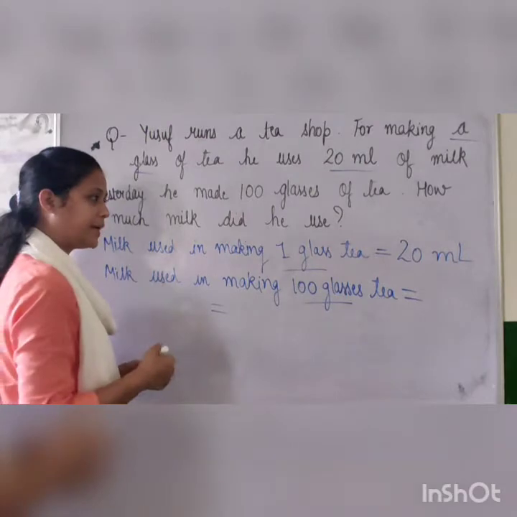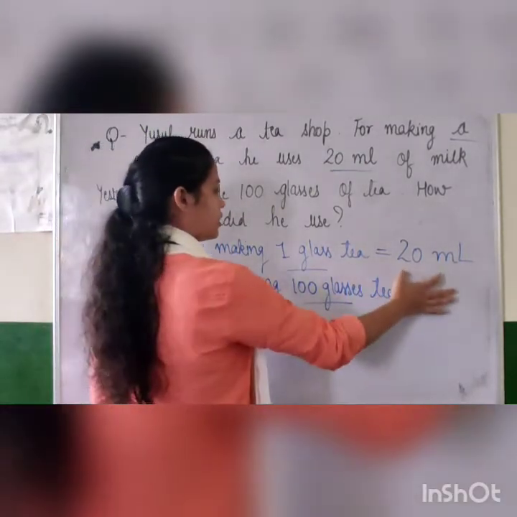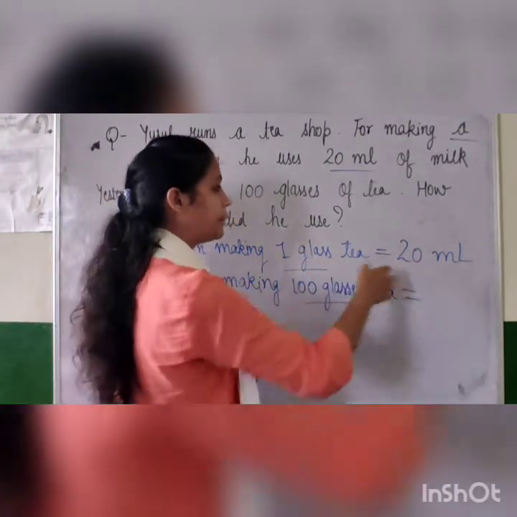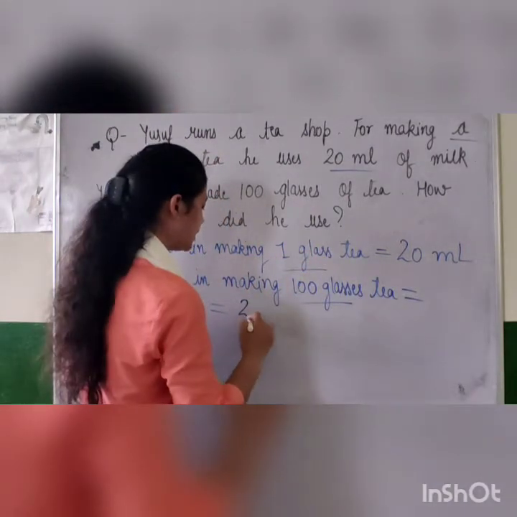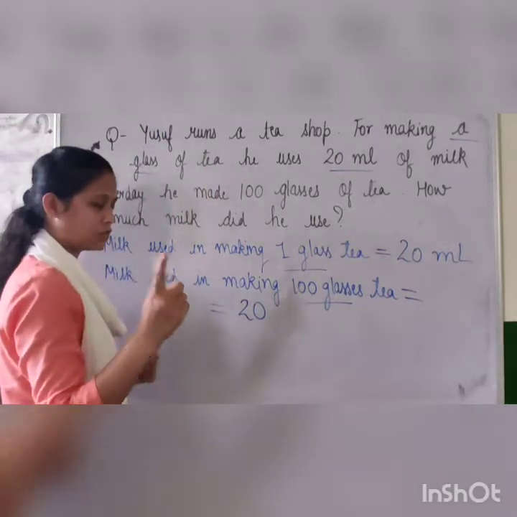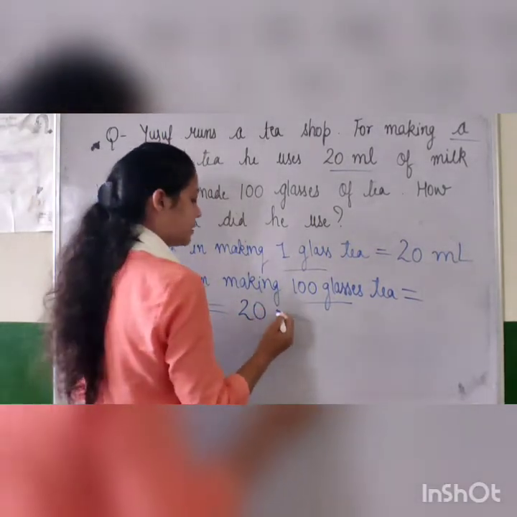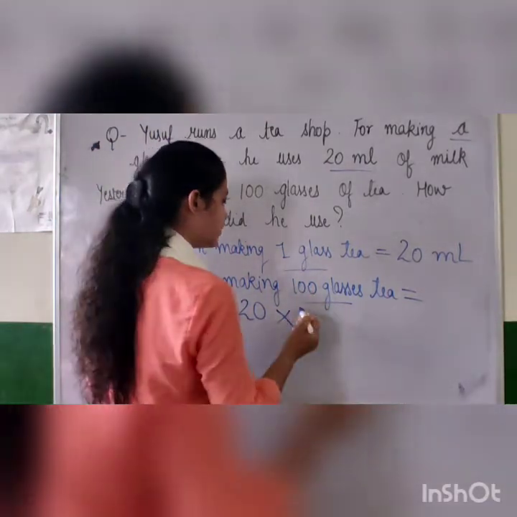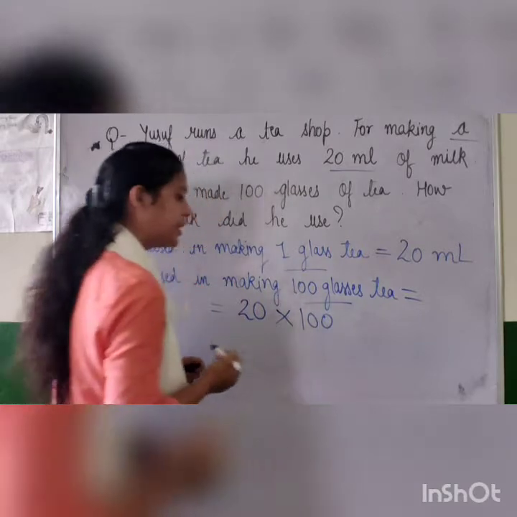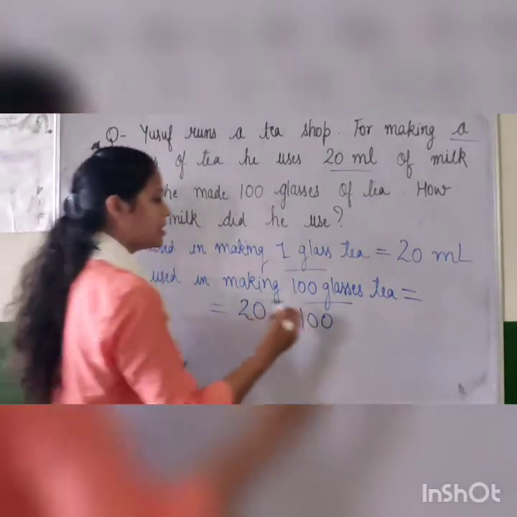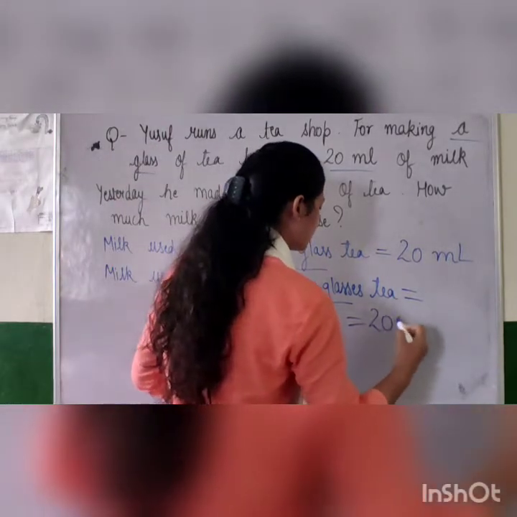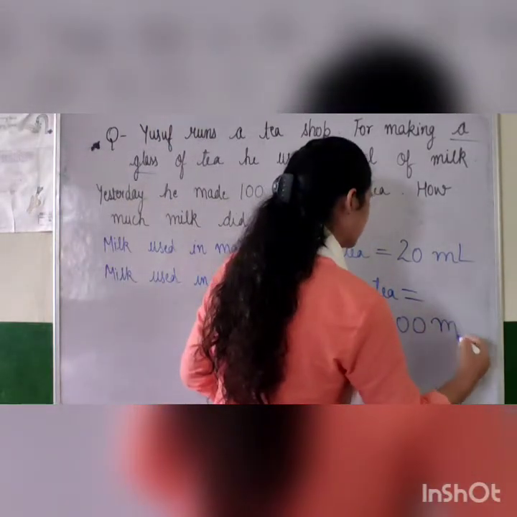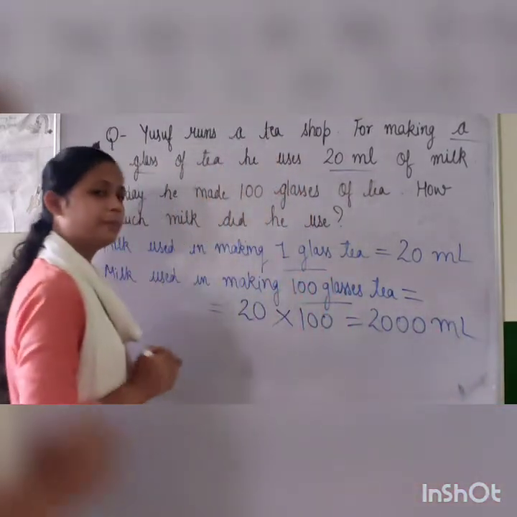And what will we multiply? The milk used in making one glass of tea is 20 ml. So we will multiply 20 by 100, because we have to find for 100 glasses of tea. 20 multiplied by 100 is 2000. This is given in milliliter, so it will be 2000 milliliter.